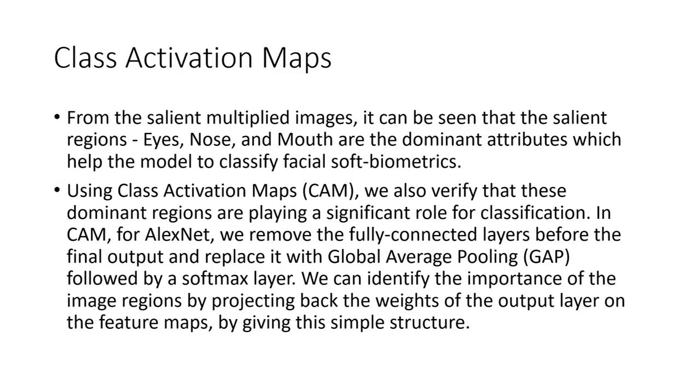From the salient multiplied images, we found out that the eyes, nose, and the mouth are the dominant attributes which are useful for the classification. We also used the class activation maps to bolster this, and found out the same results, that eyes, nose, and mouth are actually the dominant attributes according to the class activation maps.